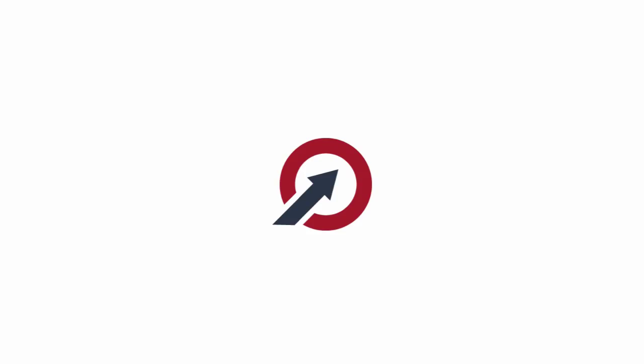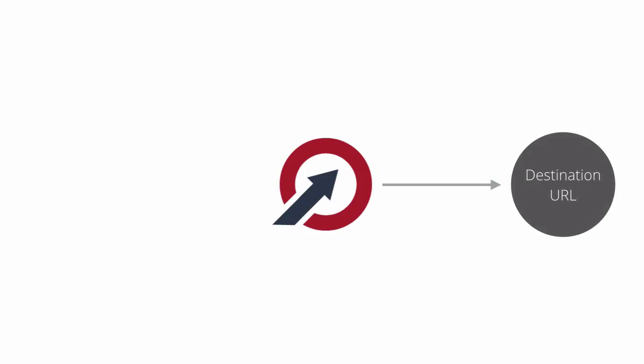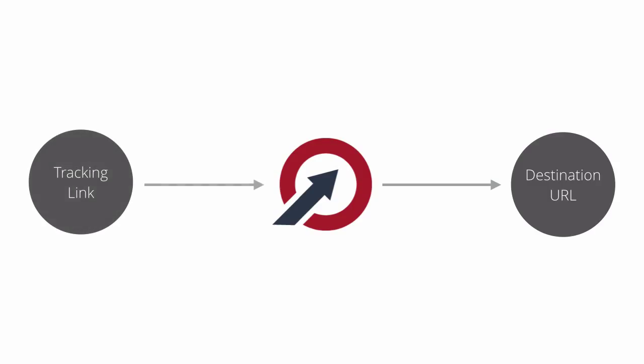So in LinkTrackr, it all starts with a destination URL. And this could be a landing page on your own website, or it could be an affiliate link. Now, instead of sending traffic directly to the destination URL, you would enter that destination URL in LinkTrackr, and we will give you a corresponding tracking link. Now, this tracking link is what you will use in all your ads on your website and in your social media posts.